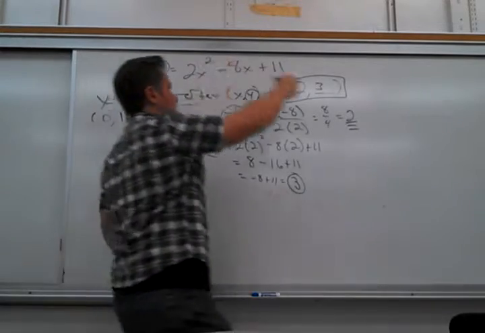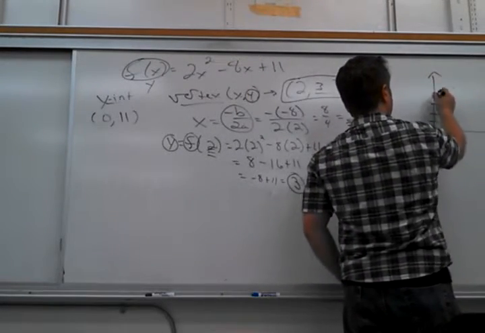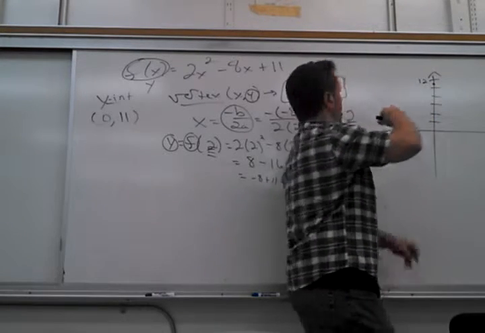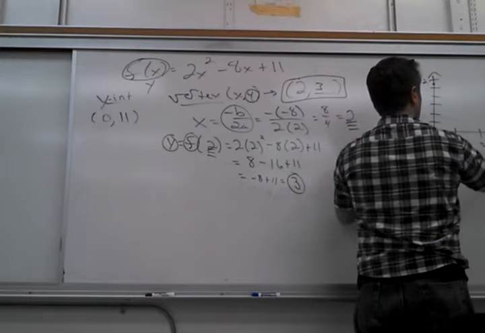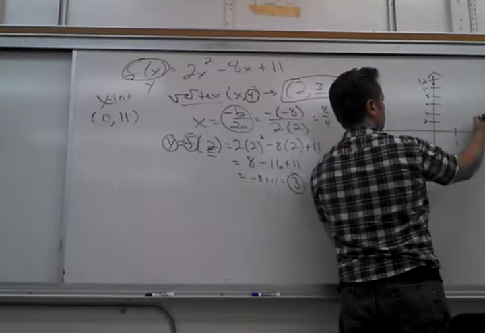So I know my y-intercept is 11, and I know my vertex is at 2, 3. I'm sorry, 2, 4, 6, 8, 10, 12. So my y-intercept is 11, and my vertex is at 2, 3.